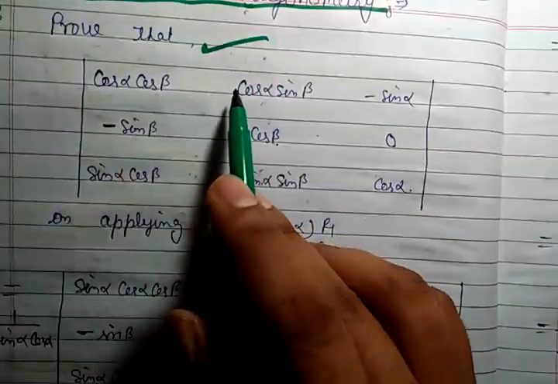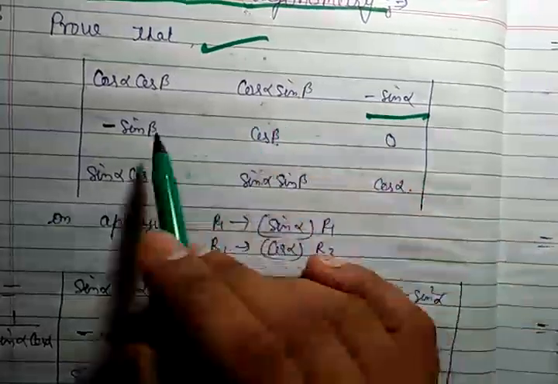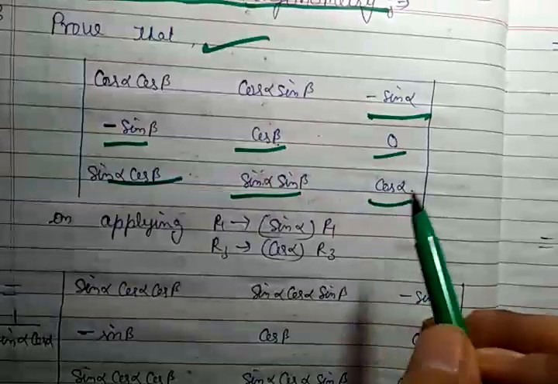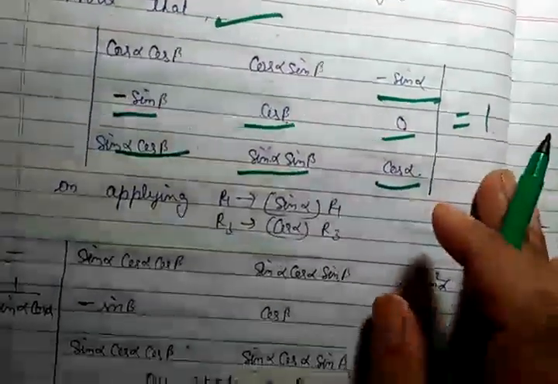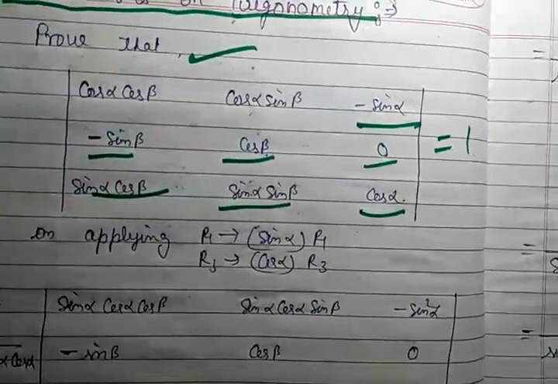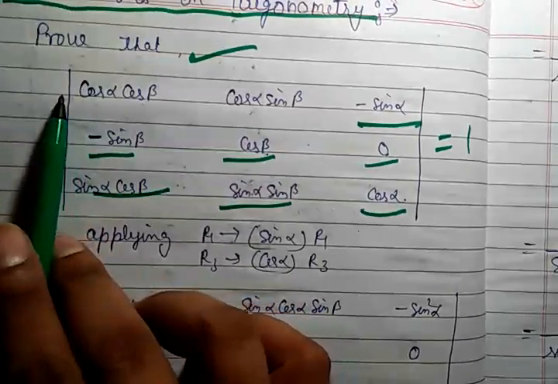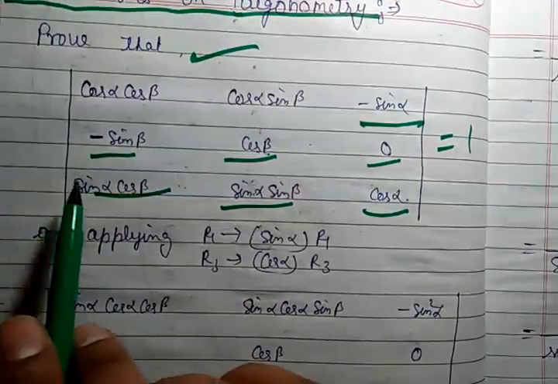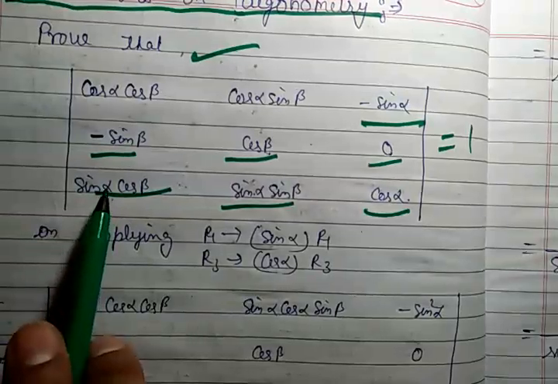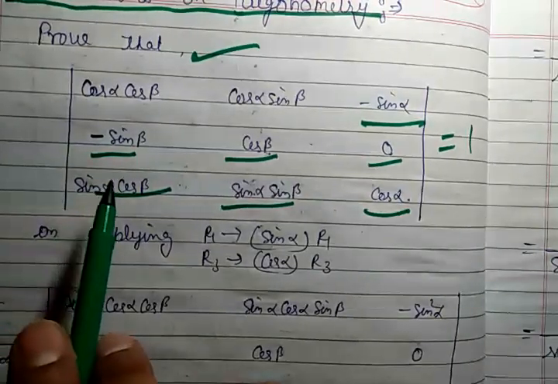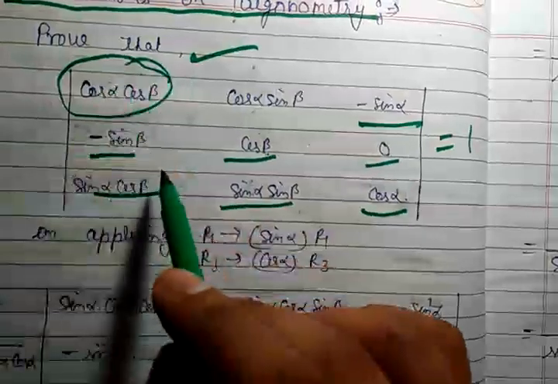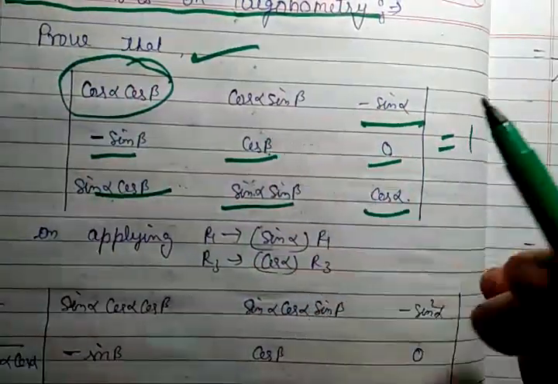The question is prove that the determinant with rows cos alpha cos beta, cos alpha sin beta, minus sin alpha; minus sin beta, cos beta, 0; sin alpha cos beta, sin alpha sin beta, cos alpha, you have to put this value equals to 1. Now look again at this question with keen eyes and very confidently. You will see that if you multiply this R1 by sin alpha, this term will be sin alpha cos beta, and if you multiply this term by cos alpha, then this term will be sin alpha cos beta. You can see that this term and this term will be approximately the same.